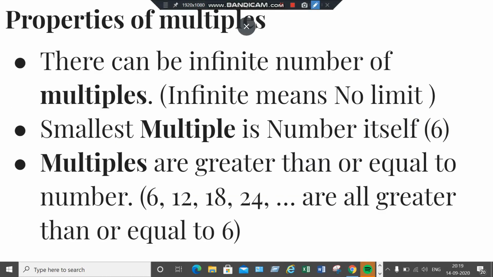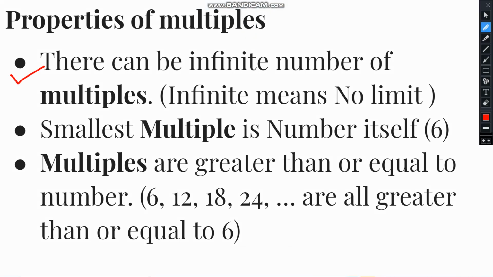Now let us pay attention to the properties of multiples. We take the first property, that there can be an infinite number of multiples. What does infinite mean? Infinite means having no limit. So we can just keep on finding the multiples. There is no limit. As compared to factors, factors में we had a limit. We could count the factors. So factors were finite. But in case of multiples, multiples are infinite. So they are endless. We can keep on writing the multiples of a number.